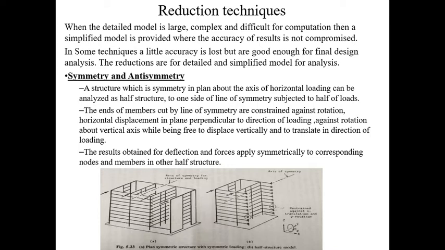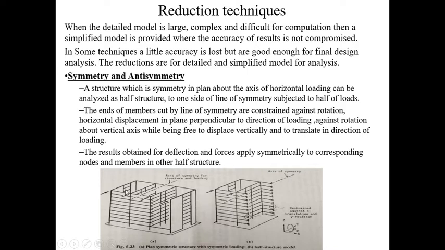It doesn't mean that whatever we have defined in the previous one changes; that remains the same. Only for the modeling can we use any of these reduction techniques. So first we shall see symmetry and anti-symmetry. We know symmetry means having the same plan on both sides. A structure which is symmetric in plan about the axis of horizontal loading: in the first figure the arrows show the horizontal loading, and about the axis of symmetry the structure and the loading are symmetrical.